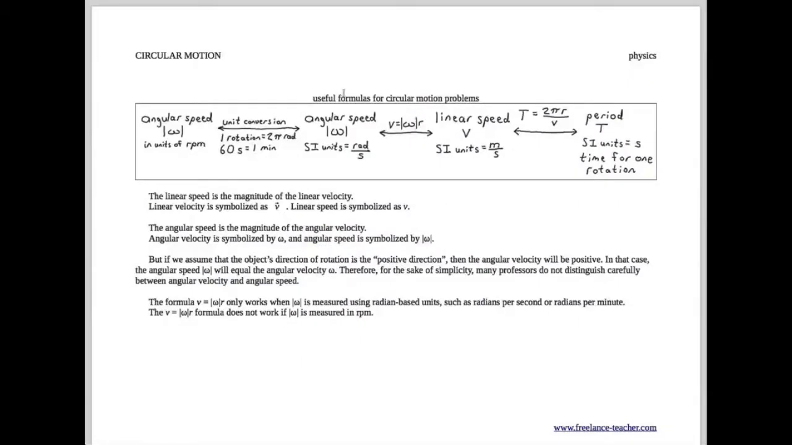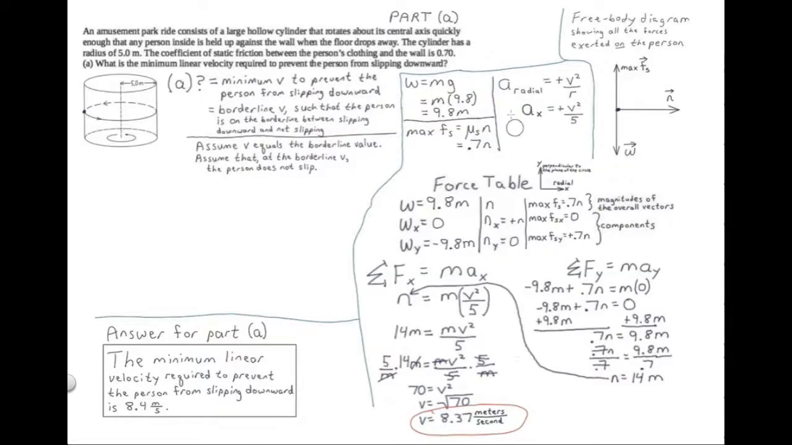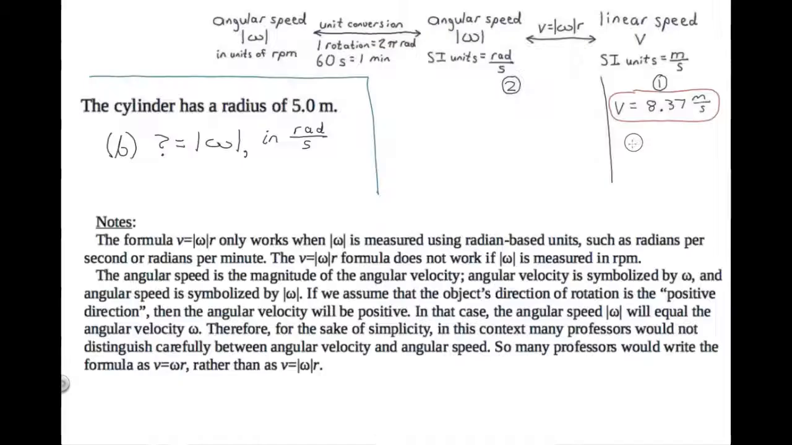Here is a handout which contains a flow chart which shows us how to convert between some common concepts that are involved in circular motion. You can find a link to this handout in the video description box. Now, in part A of our solution, we determined that the linear speed, v, equals 8.37 meters per second. So we begin by noting here that the linear speed equals 8.37 meters per second.